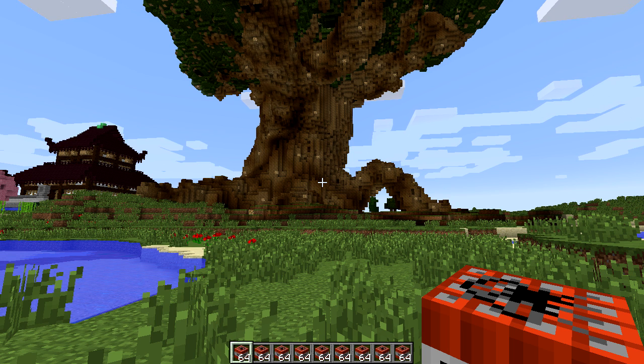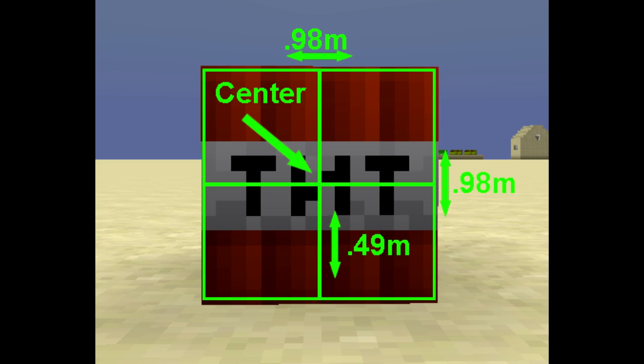I first want to start off by explaining blast force. So basically, prime TNT, when it explodes, the explosion occurs inside a block the size of 0.98 by 0.98 by 0.98 meters, so 0.98 cubed. The explosion itself occurs at the center of this, which is actually 0.49 meters away from the nearest block. So that's important to know, because the distance, as I'm sure you know, is a factor when determining whether or not the explosion will destroy the block.